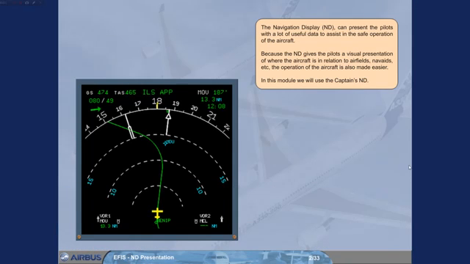The navigation display, ND, can present the pilots with a lot of useful data to assist in the safe operation of the aircraft. Because the ND gives the pilots a visual presentation of where the aircraft is in relation to airfields, nav aids, etc., the operation of the aircraft is also made easier. In this module, we will use the captain's ND.